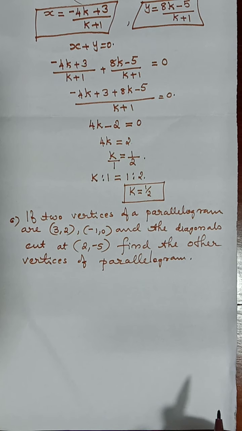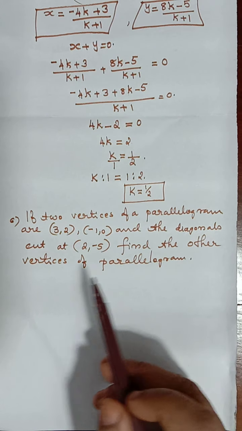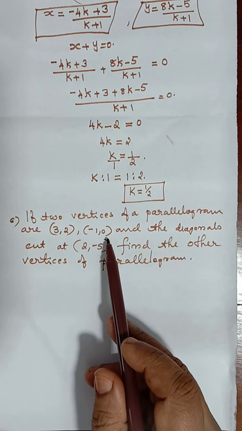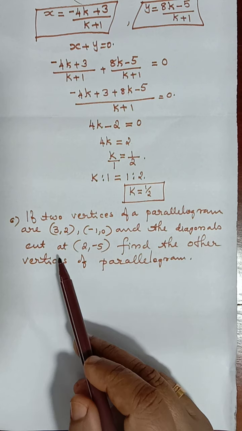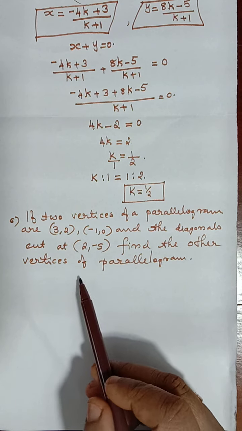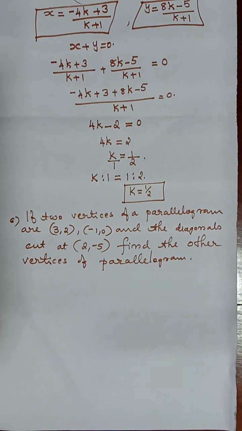Okay, let us do the last problem of today's class. Question number 6. If two vertices of a parallelogram are (3, 2) and (-1, 0) and the diagonals cut at (2, -5), find the other vertices of the parallelogram.